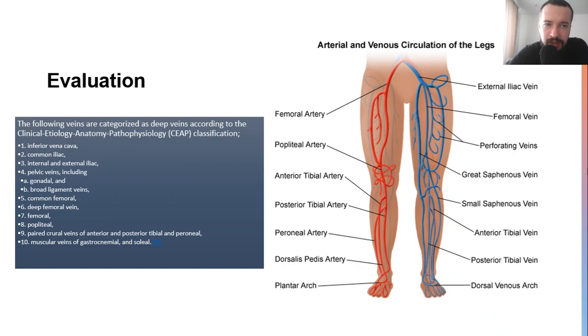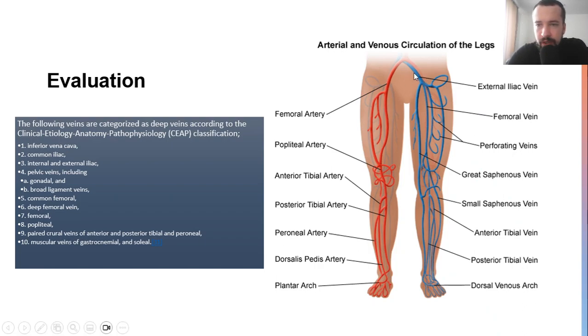Evaluation. The following veins are categorized as deep veins according to the Clinical Etiology Anatomy Pathophysiology, CEAP, classification. Inferior vena cava, common iliac, internal and external iliac pelvic veins, including gonadal and broad ligament veins. Common femoral, deep femoral vein, femoropopliteal, paired crural veins of anterior and posterior tibial and peroneal, muscular veins of gastrocnemial and soleal. And there you see the anatomy.